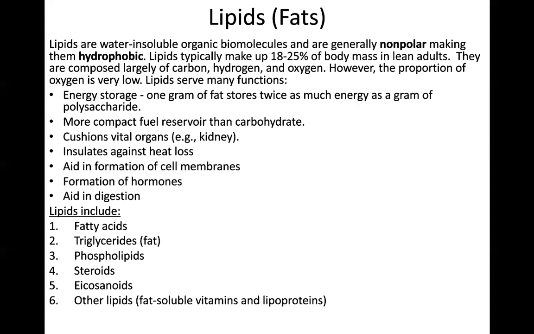They cushion vital organs like our kidneys, which are surrounded by a fat capsule. In our skin, there's fat to help insulate against heat loss. Not nearly as important as in whales that have blubber, but we've got a little bit of fat to protect us from the cold. Fats also aid in the formation of cell membranes, formation of hormones, and even aid us in digestion. If you've ever heard of bile, it can help digest fats.